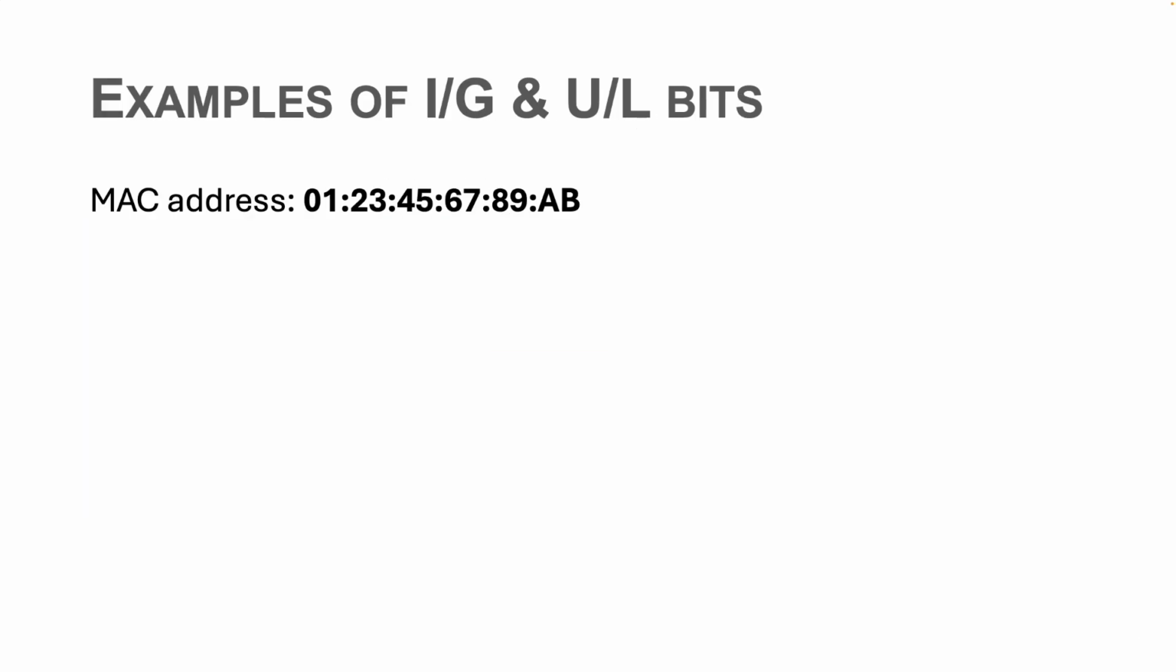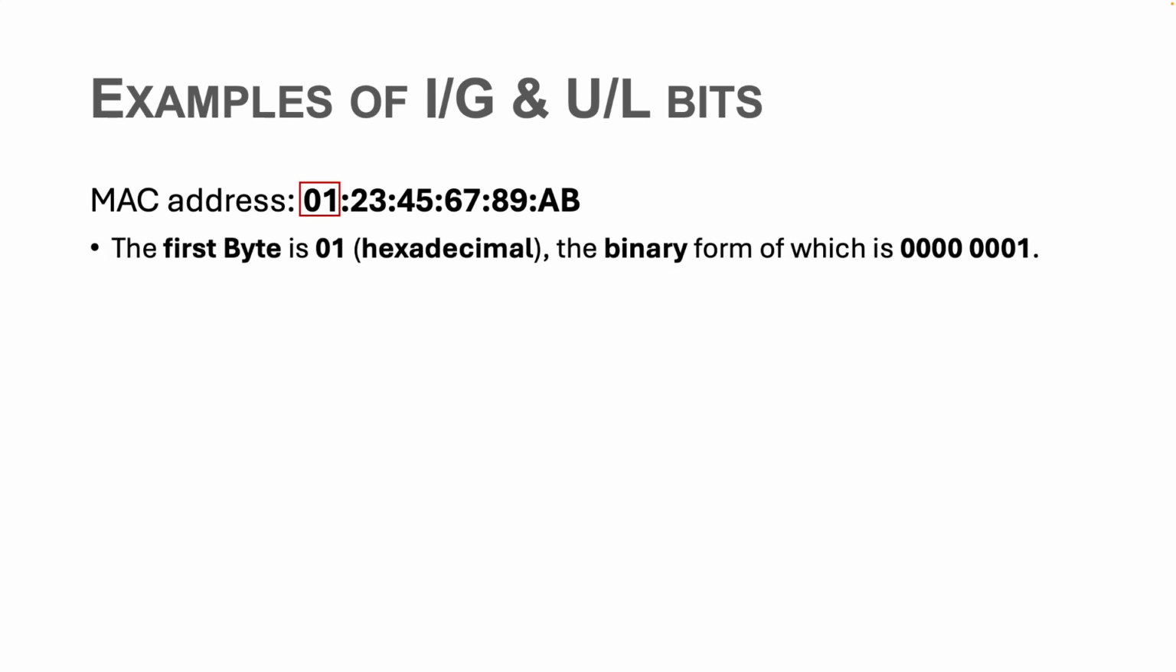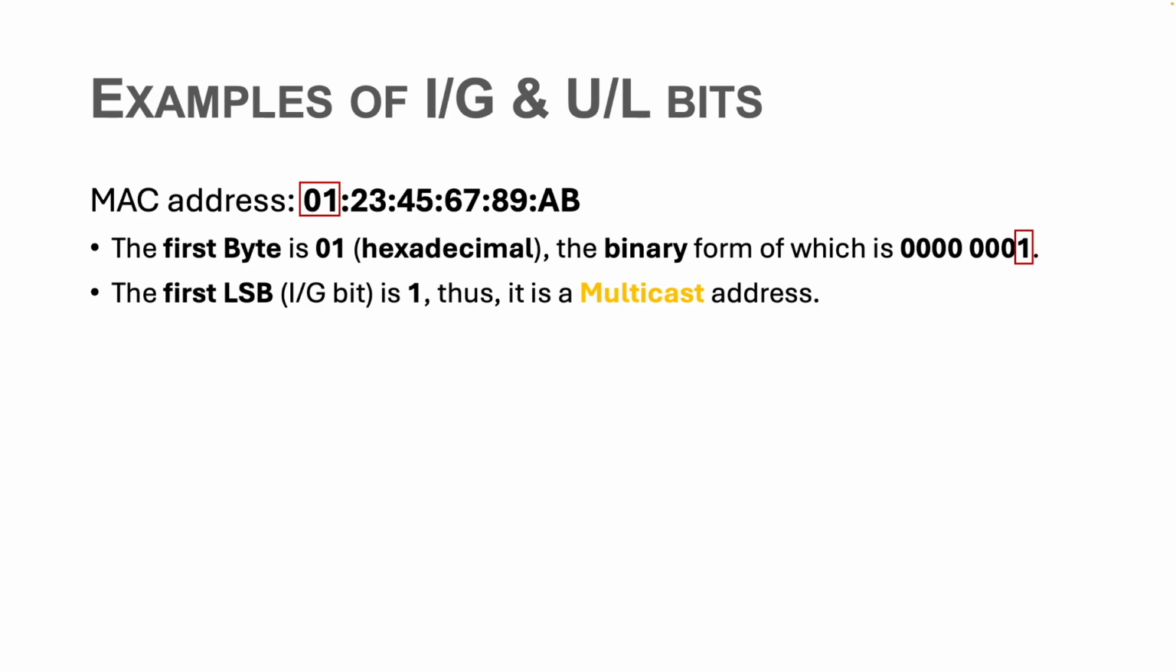Let's take the following MAC address and determine whether it is unicast or multicast and whether it is universally or locally administered. The first byte here is 01 in hexadecimal, and if we write that in binary, it becomes 00000001. Now, the very first least significant bit, the IGB bit, is set to 1. That means this is a multicast address. Next, we check the second LSB, the UL bit, and in this case, it's 0, which tells us that the address is universally administered.